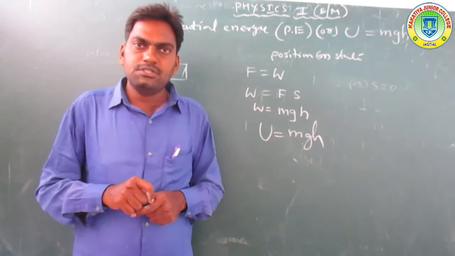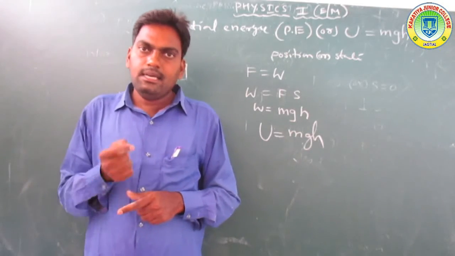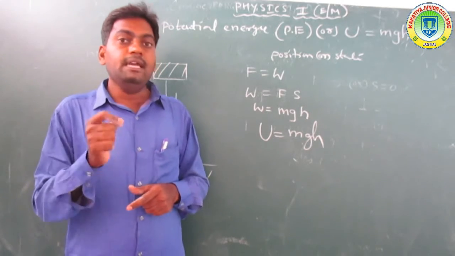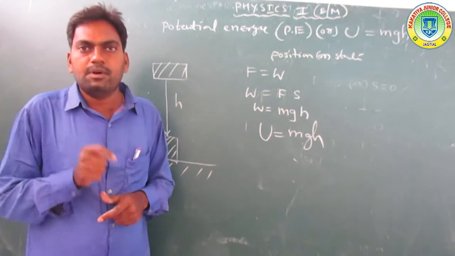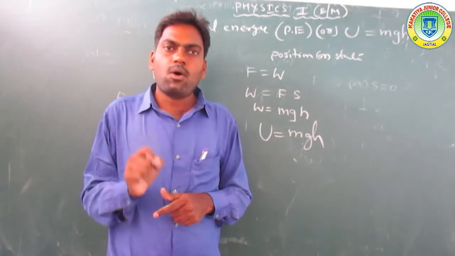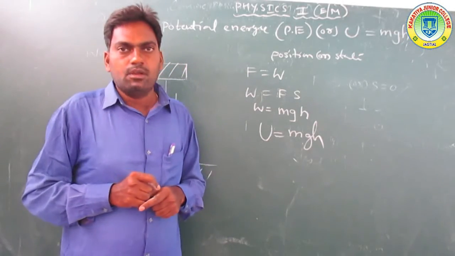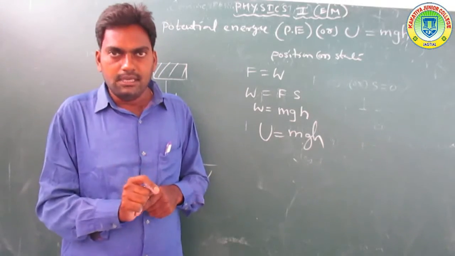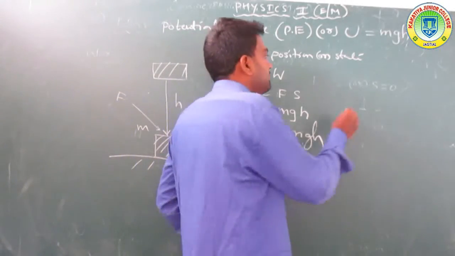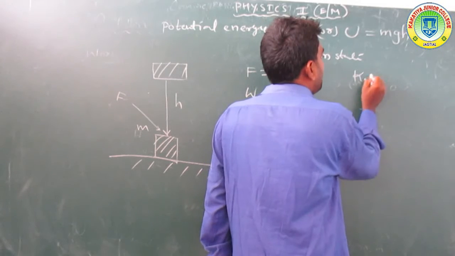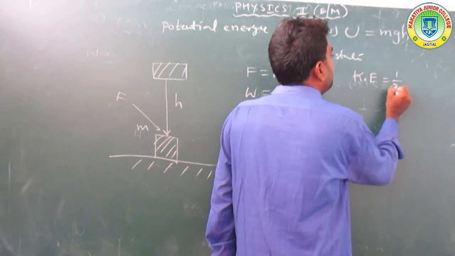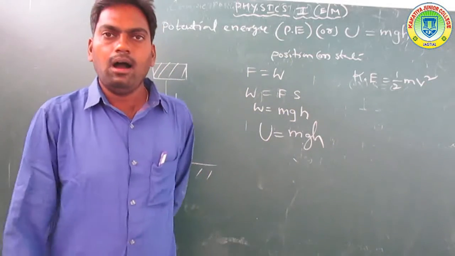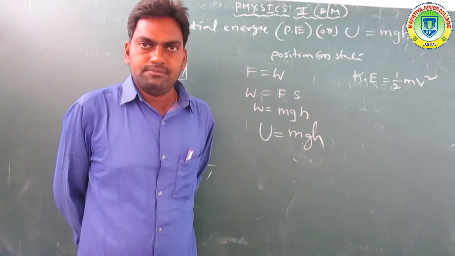What is kinetic energy? The energy possessed by a body by virtue of its motion is called kinetic energy. Now the definition or derivation of kinetic energy: K.E. is equal to half m v square.